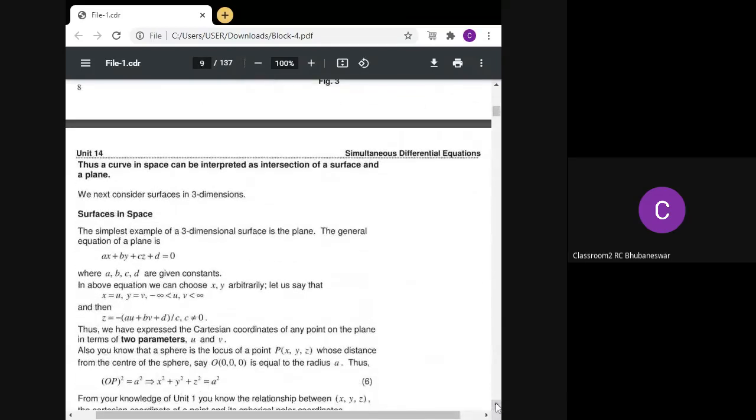So now let us look at that line. A curve in space can be interpreted as the intersection of a surface and a plane, or a surface and a surface also we can say. So a curve means it is a path of intersection of two surfaces, or maybe a surface and a plane. So now look at the surface, or equation of a surface, in space.